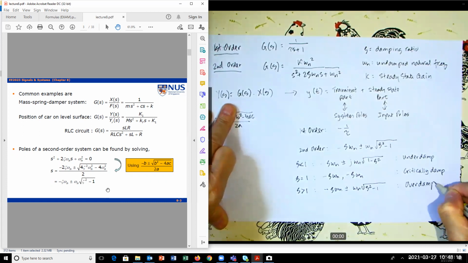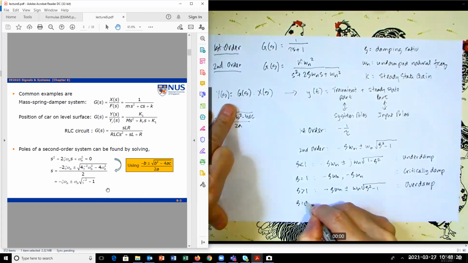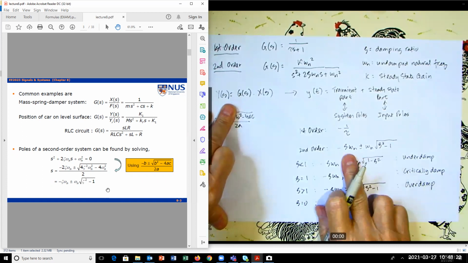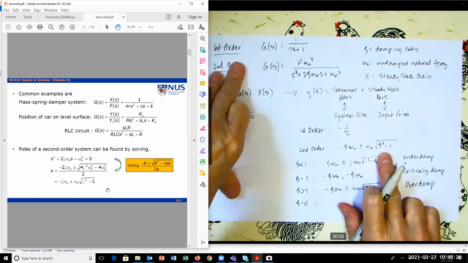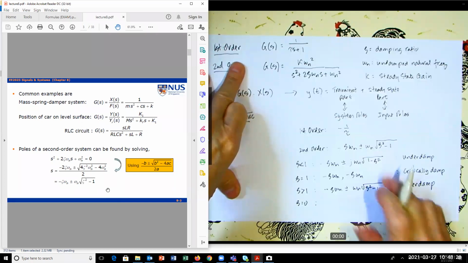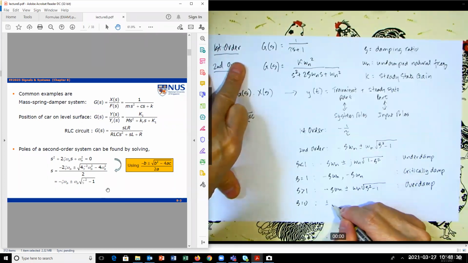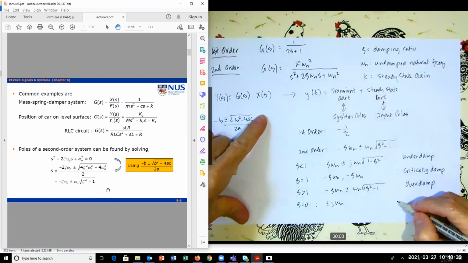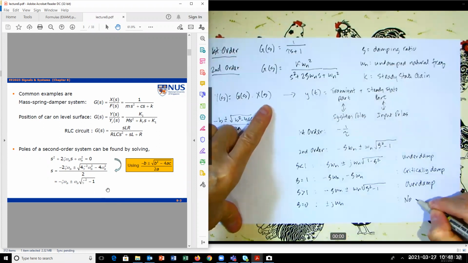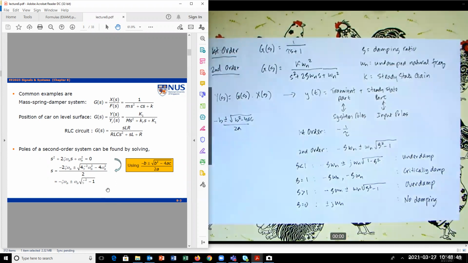And finally, when zeta equals 0, then this becomes 0. Okay, you just get this guy, square root of -1. It just becomes plus or minus j omega n. And this is no damping. All right, so those are the 4 cases for second order systems.